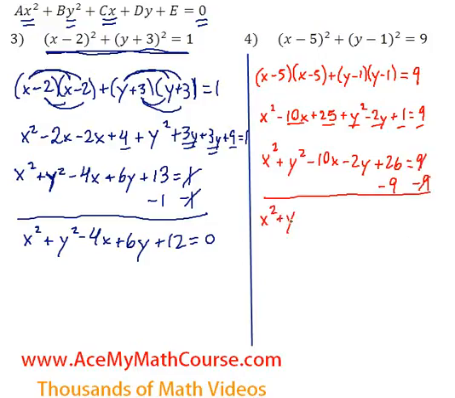So x squared plus y squared minus 10x minus 2y. 26 minus 9 is 17, and that's equal to 0. And we're done. That is our equation in general form.